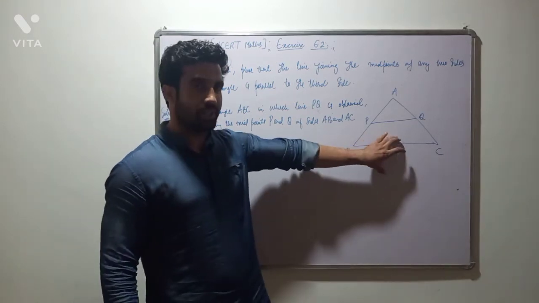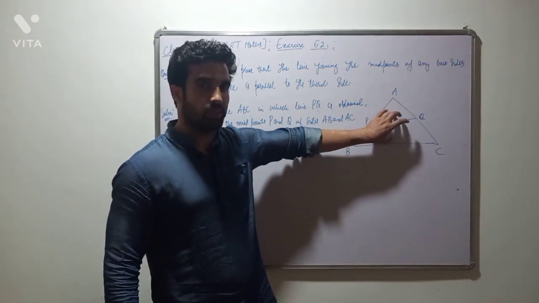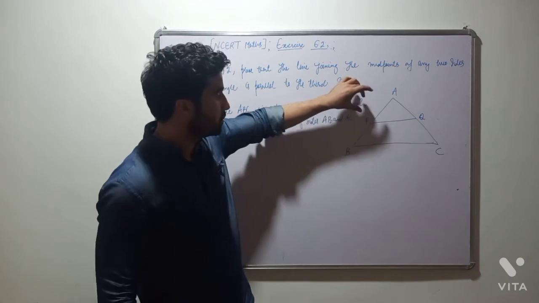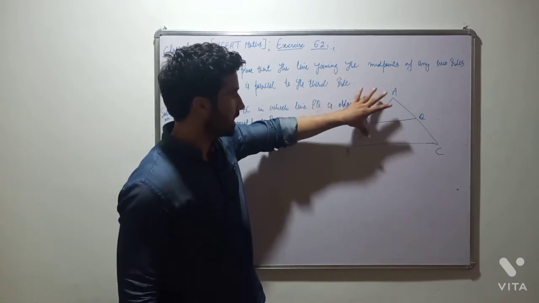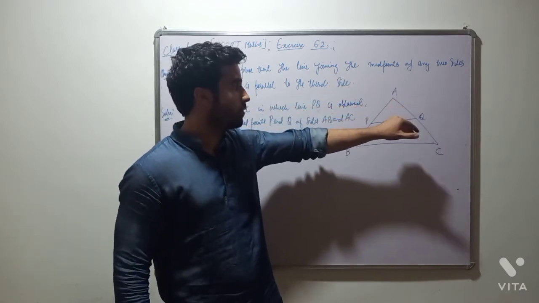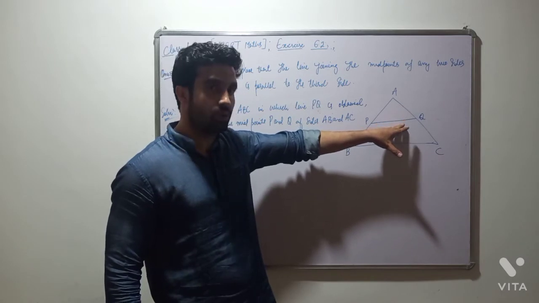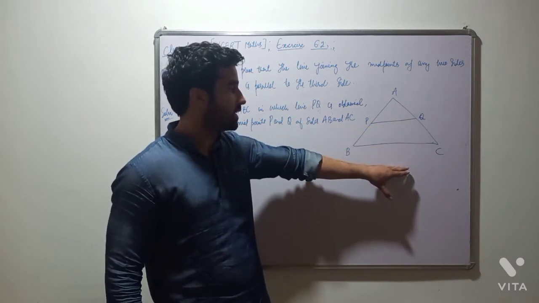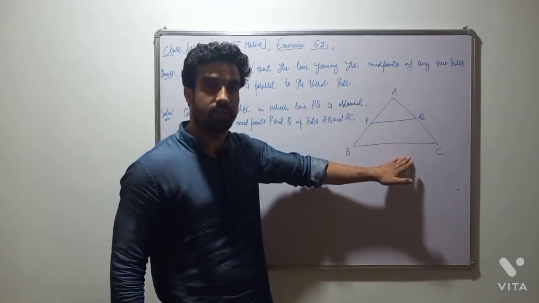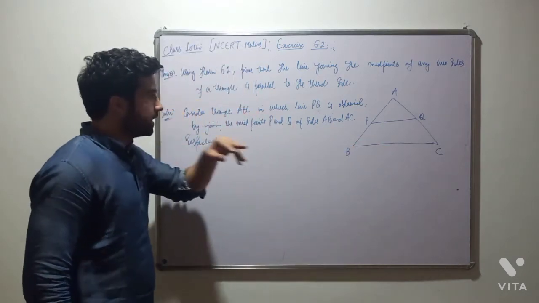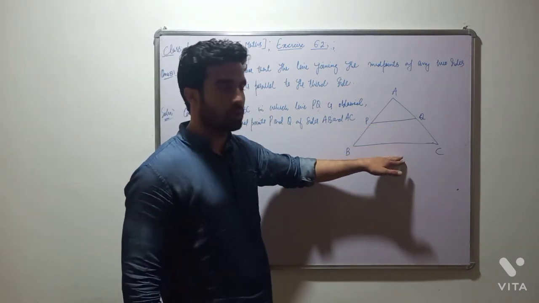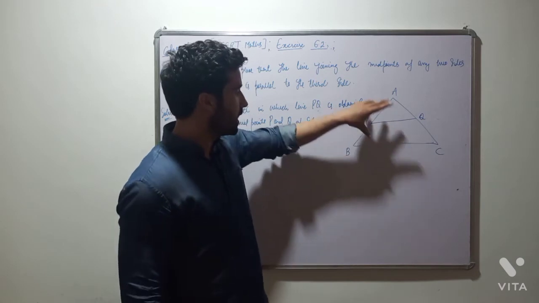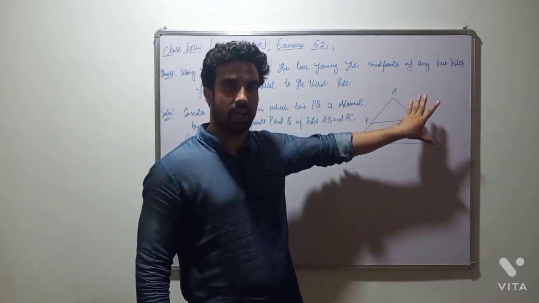So in triangle ABC we have a line PQ, and this PQ has been obtained by joining the midpoints P and Q of sides AB and AC respectively. Now what we need to prove is that this line PQ is parallel to the third side, that is, PQ is parallel to BC. Okay, कैसे प्रूव करेंगे, देखिए this line PQ will be parallel to BC only when this PQ divides AB and AC in the same ratio.